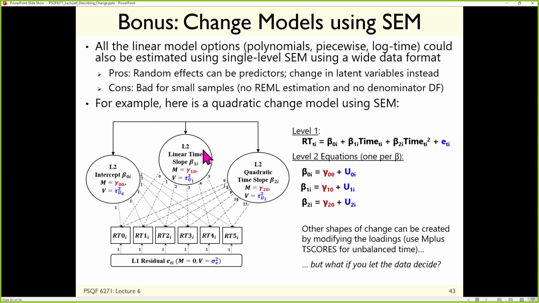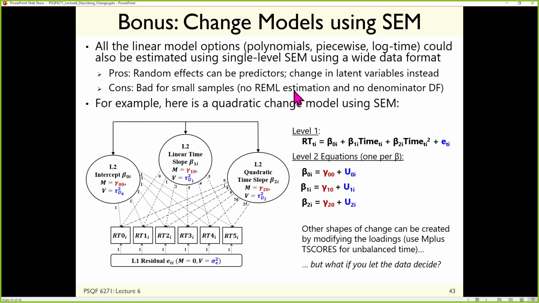So how would I have to fix this to turn it into quadratic log time, do you think? Because I can do it. It takes one set of swaps. You have to change the loadings on the L2 circle. Yep, both of them. So I would change these values to whatever log time is at that occasion, and I would change these values to whatever log time squared is at that occasion, and then I'm right back to the best fitting model that we left off with.